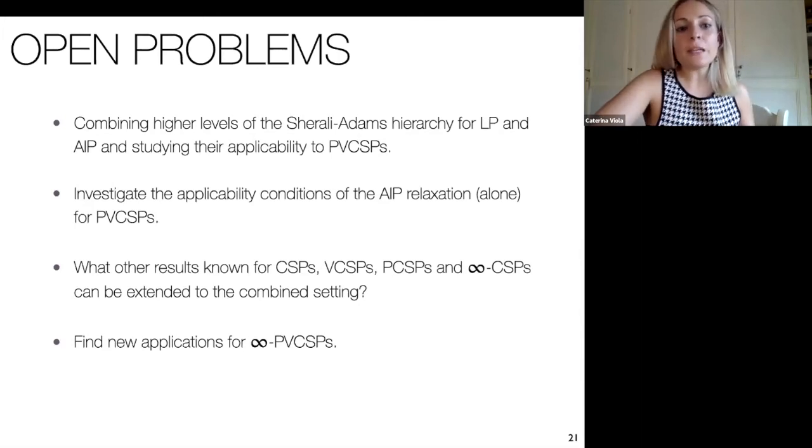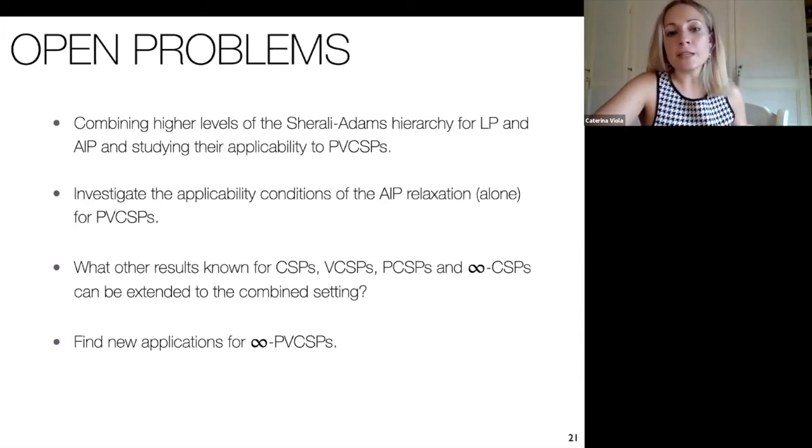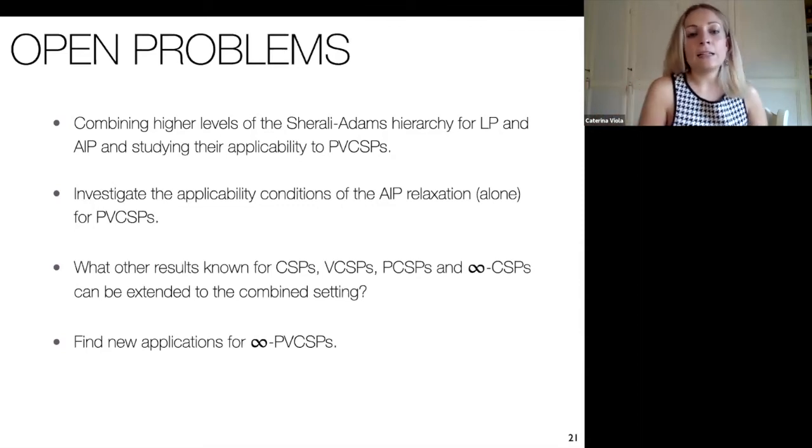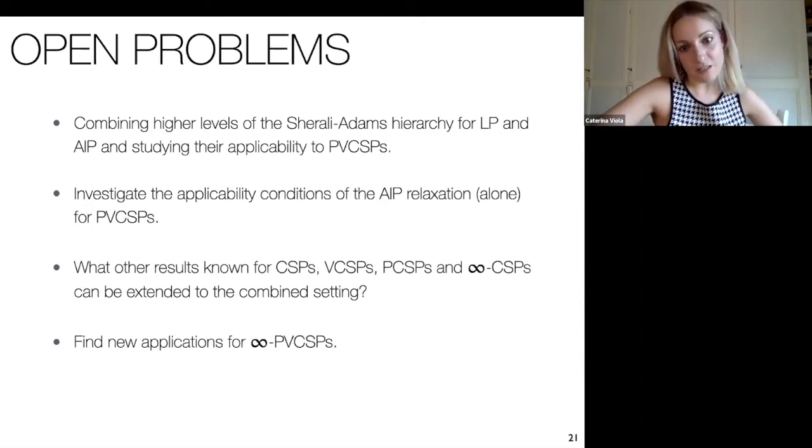Next question would be, what other results known for CSPs, VCSPs, PCSPs, and infinite CSPs can be extended to the combined setting? And finally, I would like to know about new applications of infinite domain PVCSPs.